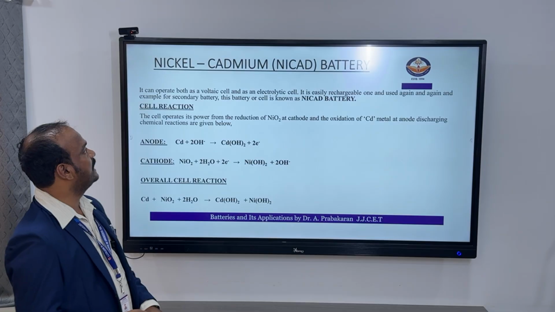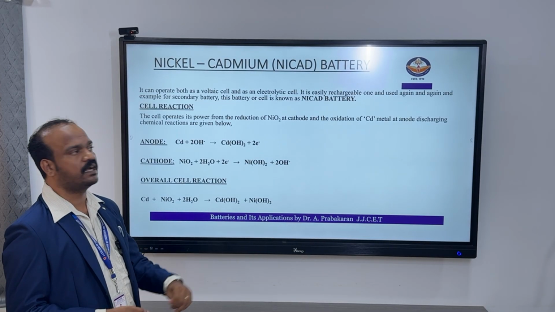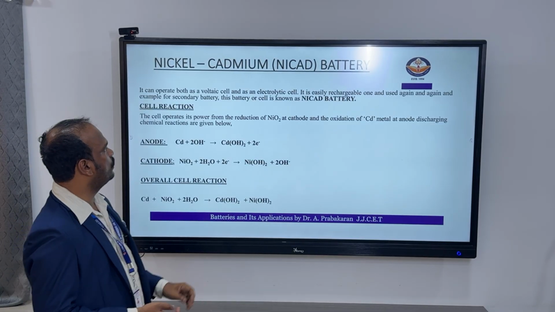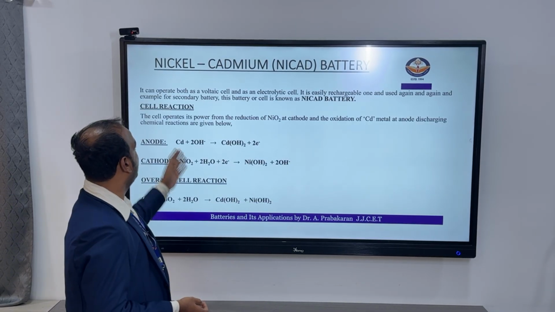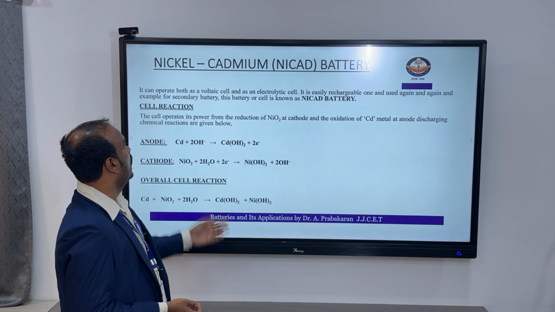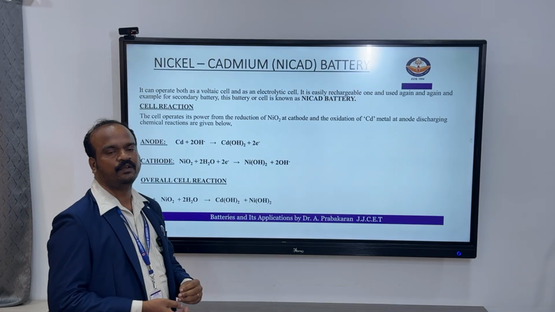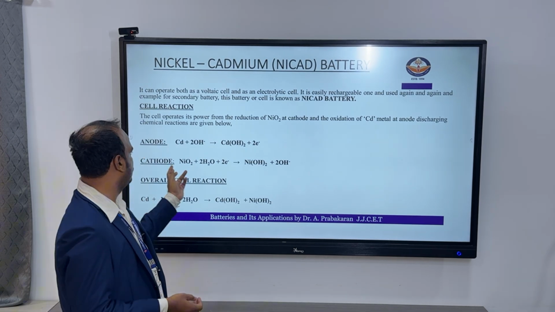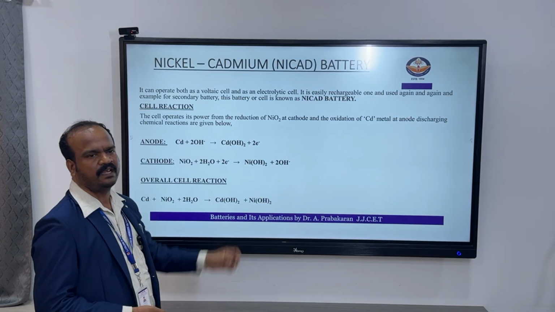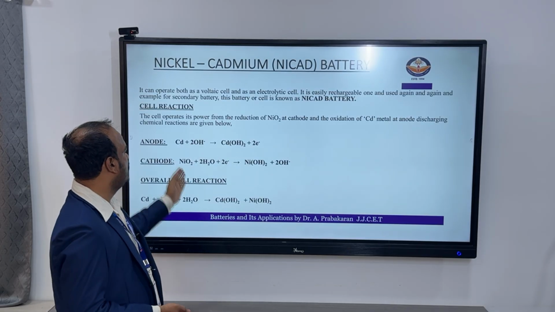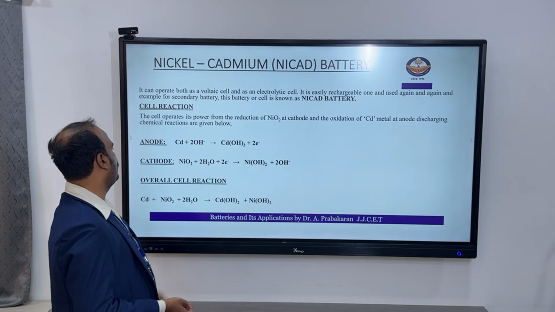Another one we move to is the nickel cadmium battery, the NiCad battery. It is also an example of a secondary, rechargeable battery. It can operate both as a voltaic cell and as an electrolytic cell, and is easily rechargeable and used again and again. That is the best example for the secondary battery. Regarding the cell reactions at the anode and cathode, we know that the anode has the oxidation and the cathode has the reduction. The anode material cadmium is easily oxidized to give 2 electrons, and the cadmium 2+ reacts with hydroxide to form cadmium hydroxide at the anode.